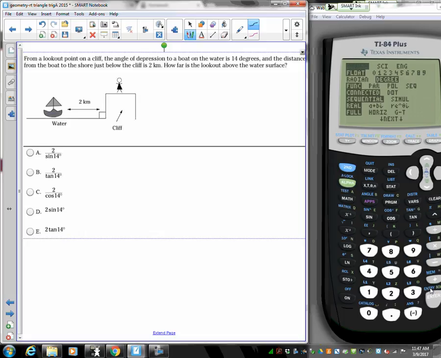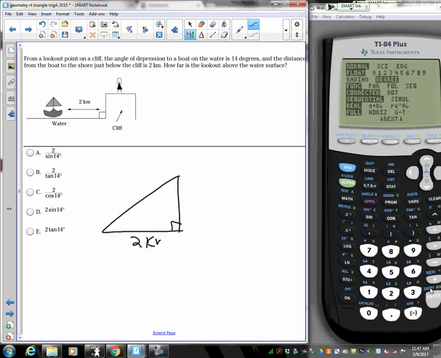And that's kind of a poor picture here, so I'm going to just redraw this into a basic triangle. I'm not going to use trig here because, let's face it, let's just look at the answers on that. So the distance to the boat there is 2 kilometers. And it says that the angle of depression on the water is 14 degrees.